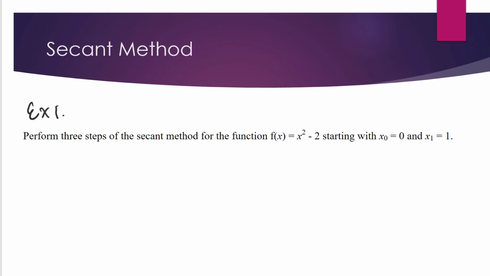So example 1: perform 3 steps of the secant method for the function f(x) = x squared minus 2. We start from the initial guesses x0 = 0 and x1 = 1. So let's see the first iteration. Okay, so let's draw a table.